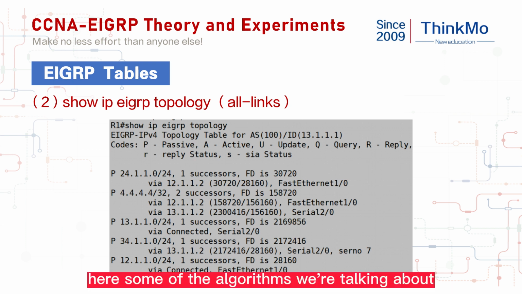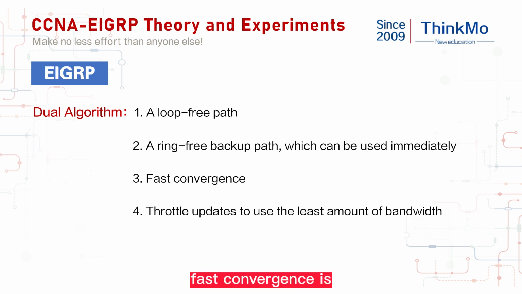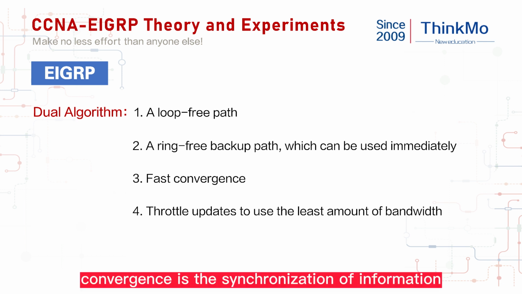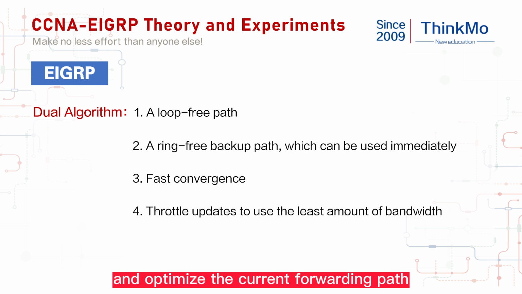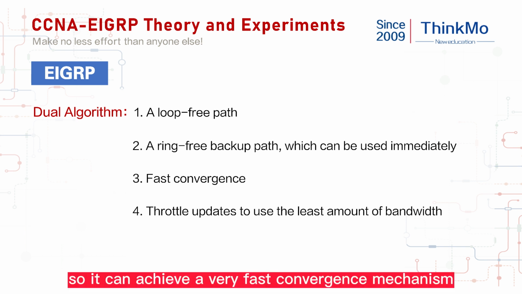Here's some of the algorithms we're talking about. Fast convergence is when the overall topology changes, a fast convergence can be achieved. This word is not easy to understand. Convergence is the synchronization of information as a whole, and optimizing the current forwarding path to realize normal forwarding. The forwarding speed of EIGRP is very fast, since it has the contents of the current topology table. So it can achieve a very fast convergence mechanism.